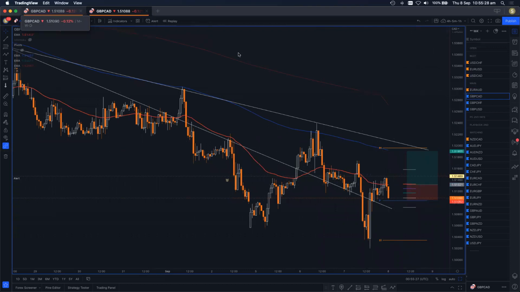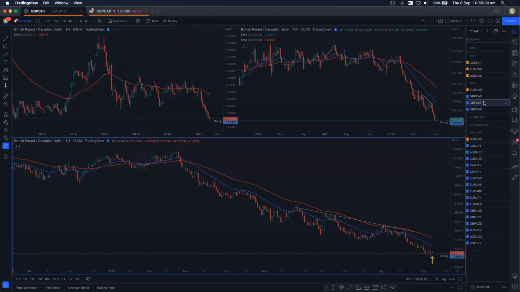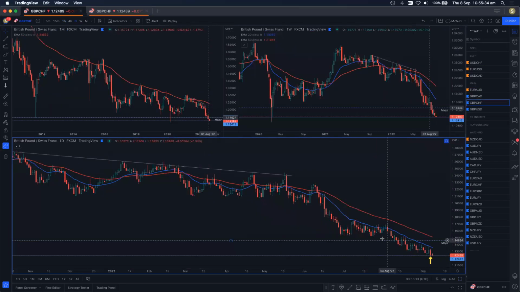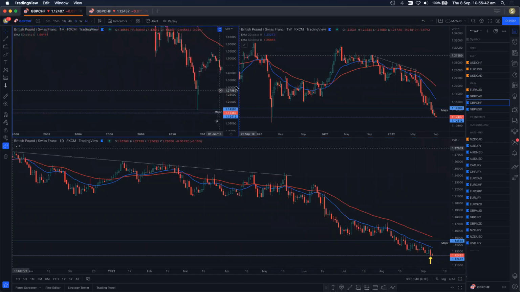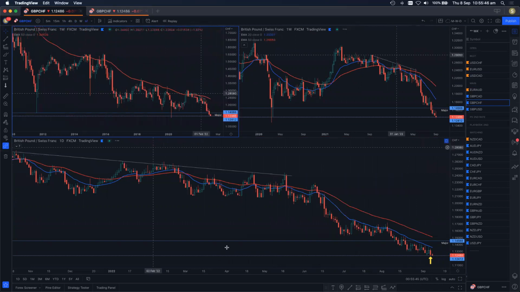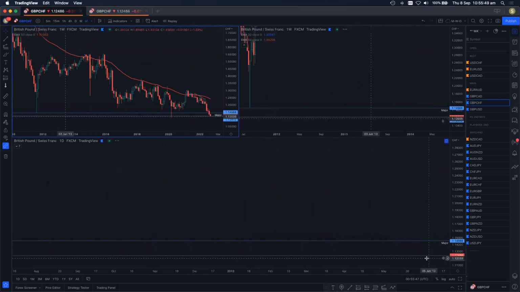Okay, next one we'll quickly look at is pound Swiss, a very similar looking daily. Again, we've got it bouncing around down here. There's no real major support level because these are the lowest lows ever. So we can't prove any strength in that support.